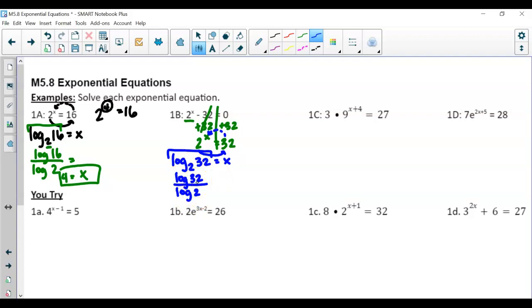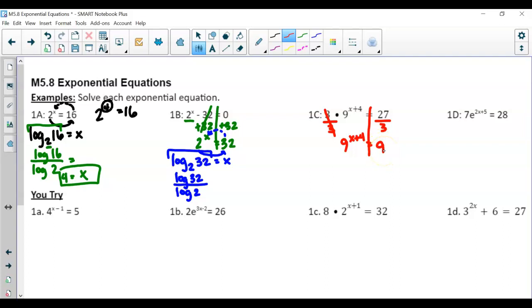So now here I've got our exponential 9 to the x plus 4, but it's being multiplied by 3. So again, just like how we were subtracting 32, so we added 32 to get the exponential by itself, we're multiplying by 3, so we need to divide both sides of the equation by 3. So now I've got 9 to the x plus 4 is equal to 9.